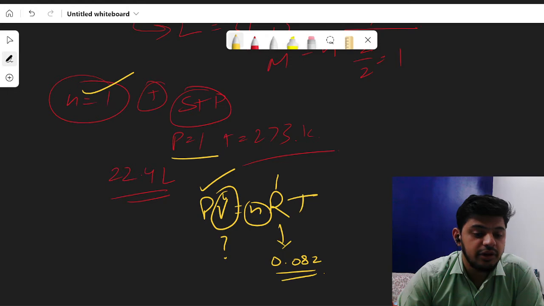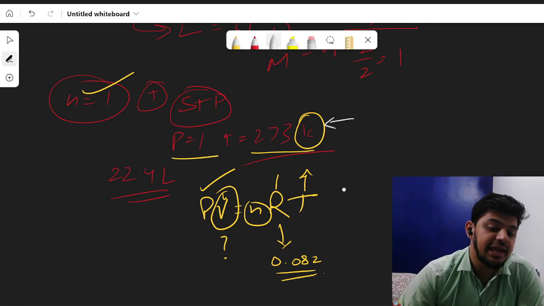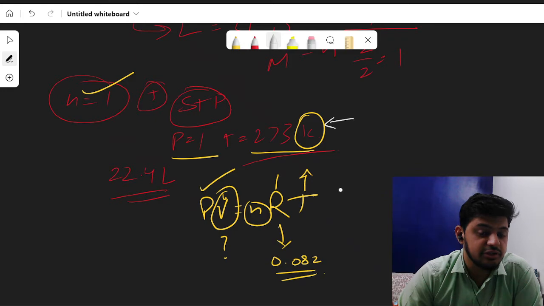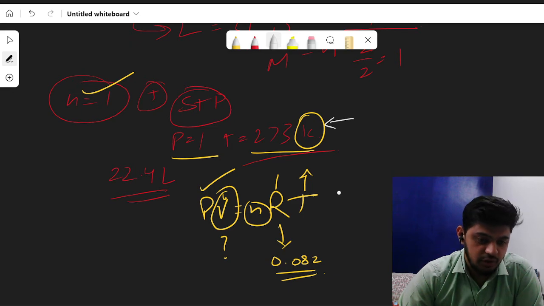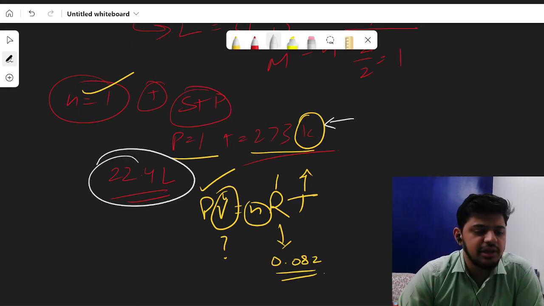Okay, T is 273. It should be in Kelvin. You remember that it should be in Kelvin only. If it is not in Kelvin, just convert it into Kelvin. You will never use Celsius or Fahrenheit. Okay, so now the answer will be this.